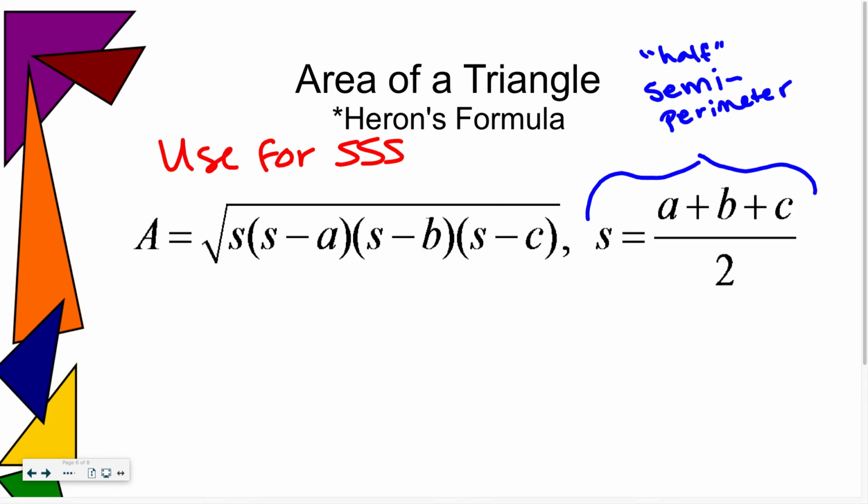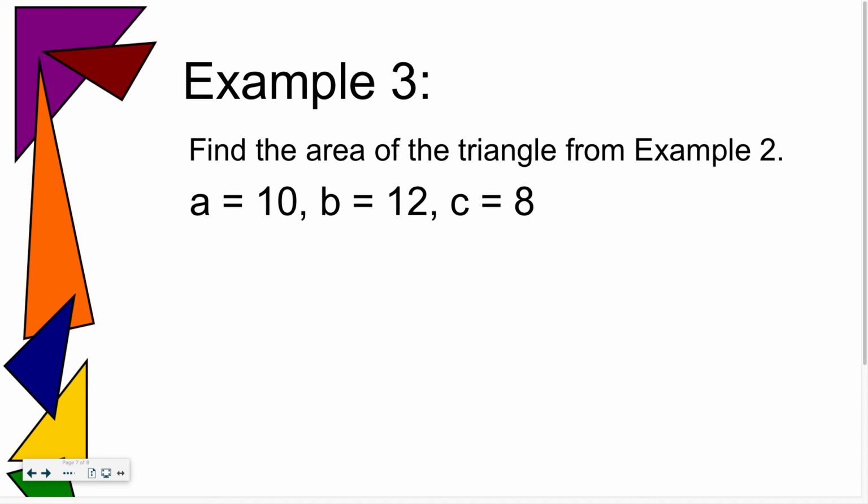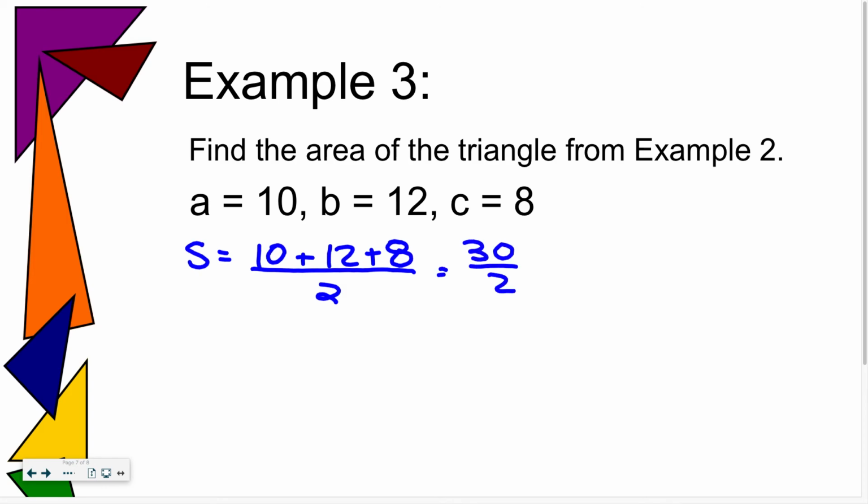So first step is always find half of the perimeter and then use that S with your A, B, and C. So like the last example was a side, side, side. Example 2, I'm going to find the area of that triangle using Heron's formula. So find the area of the triangle from example 2. Here it is. I would start by doing S. 10 plus 12 plus 8, that's my perimeter. Divide it by 2. Get half of it. So this is 30 over 2 or 15. Excellent.